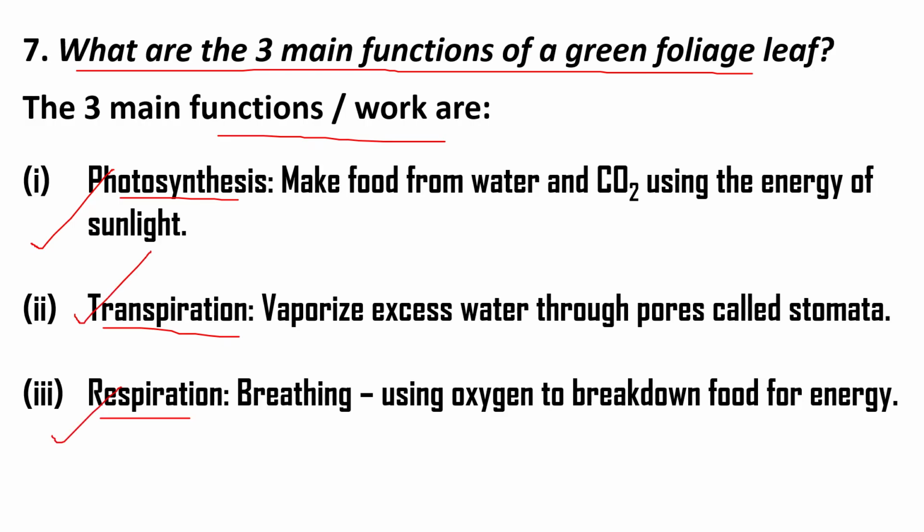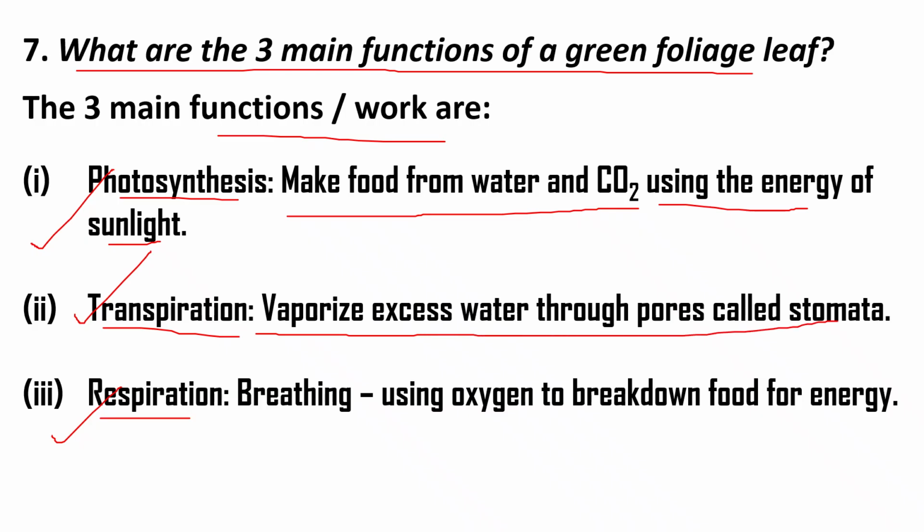Photosynthesis means to make food from water and carbon dioxide, the energy coming from sunlight. Transpiration: vaporize excess water through pores called stomata. Stomata are small pores on leaves. To vaporize or lose excess water as vapor, that is transpiration.